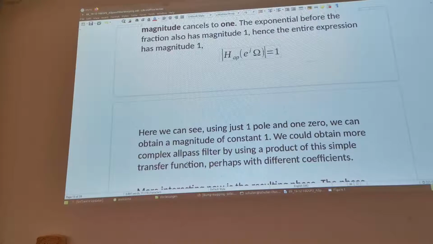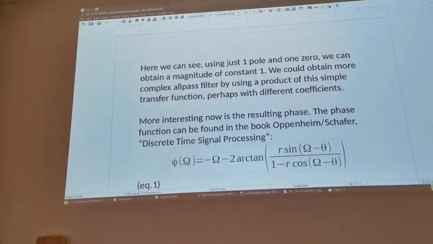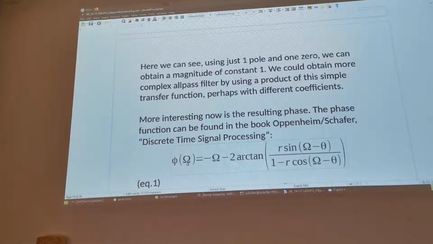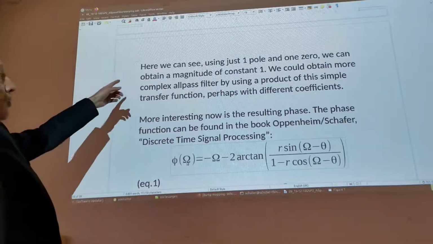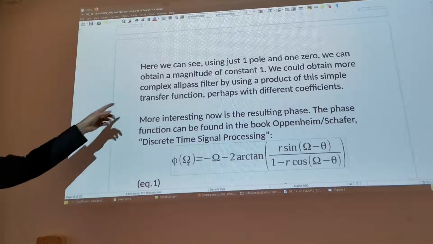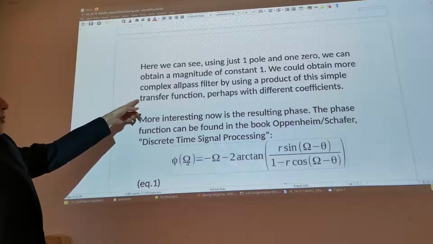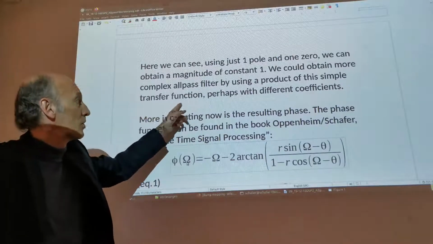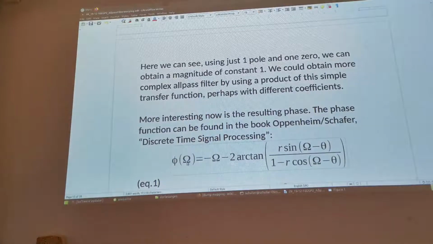And this is actually what we also saw in our IIR filter. It has those same properties with the flipped coefficients. And that means it has this magnitude 1. So here we can see that just using 1 pole and 1 zero, we can obtain a constant magnitude of 1. We could also obtain more complex all-pass filters by using a product of this simple transfer function, perhaps with different coefficients. Right, so, like this IIR low-pass filter that we just saw, we have a higher order filter.